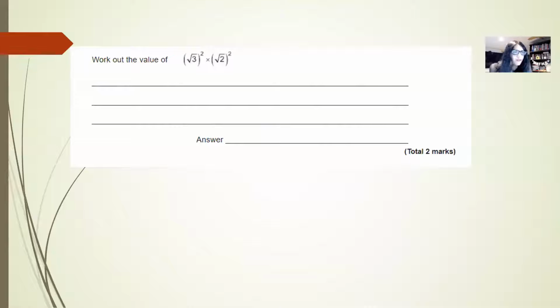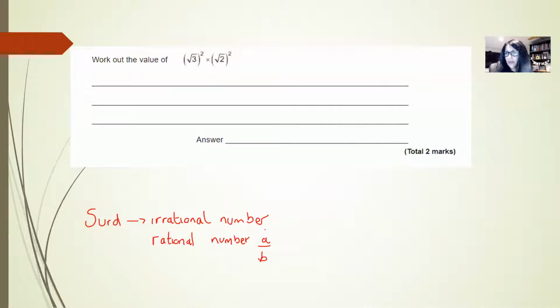I wanted to do a few questions on surds. I've been asked by some students this week to do that. So, what is a surd? A surd is an irrational number, so it can't be written as A over B. For example, root 2: if you put that into your calculator, you'd get 1 point something, something, something, something. So you can't write it as a fraction.